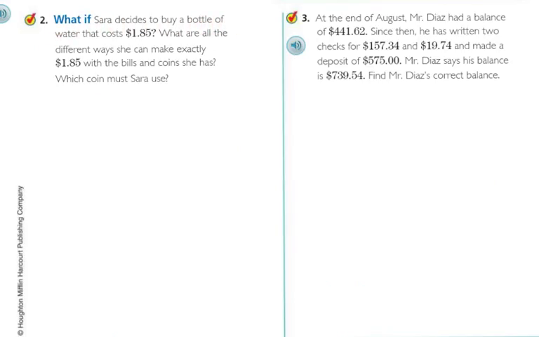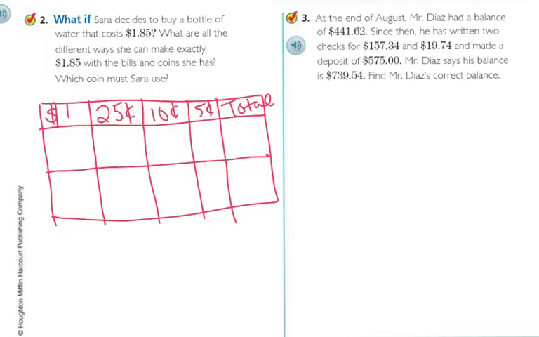What if Sarah decides to buy a bottle of water that costs $1.85? What are all the different ways that she can make exactly $1.85 with the bills and coins she has? Which coin must Sarah use? So I'm going to start by making the same chart that I made before, and I'm just going to kind of guess and check.